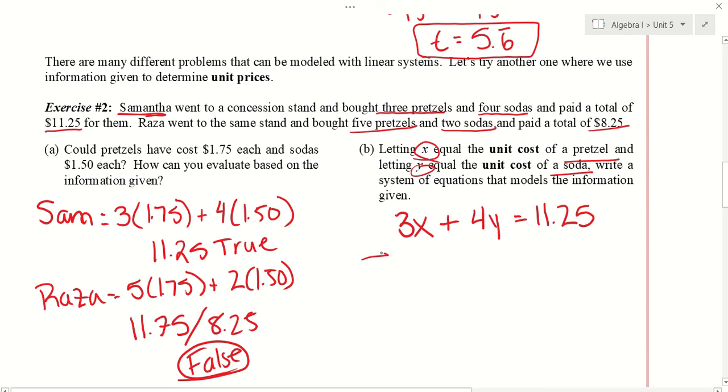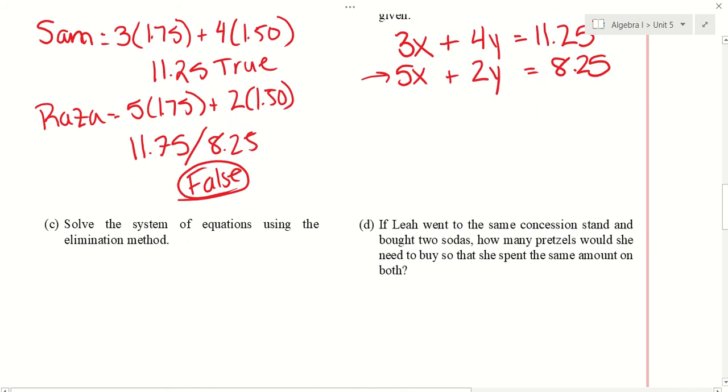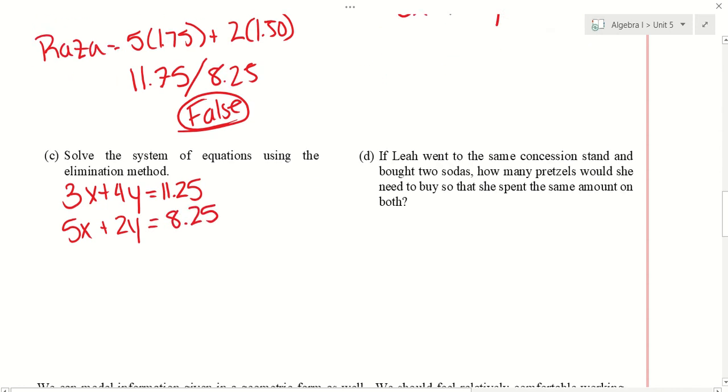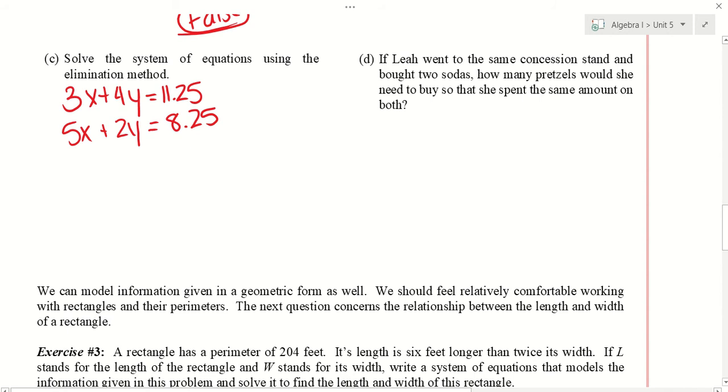Write her equation right underneath. So Raza went to the same stand and bought 5 pretzels and 2 sodas and spent $8.25. That's the equation you should have written. Okay, now go ahead to part C, they want us to solve. So I'm going to rewrite the equations down here. And go ahead, pause the video and solve these 2 equations and come back when you're done. Okay, compare your work to mine.